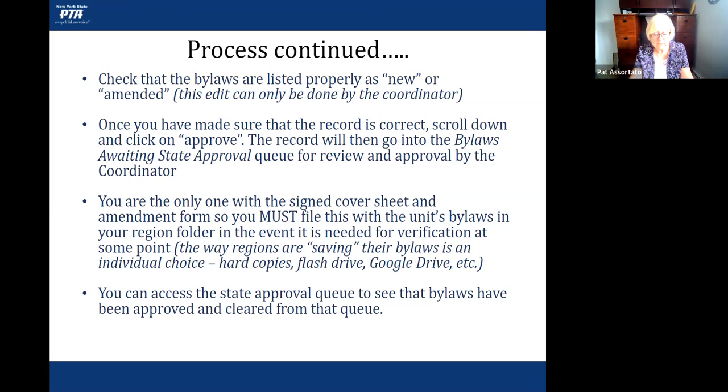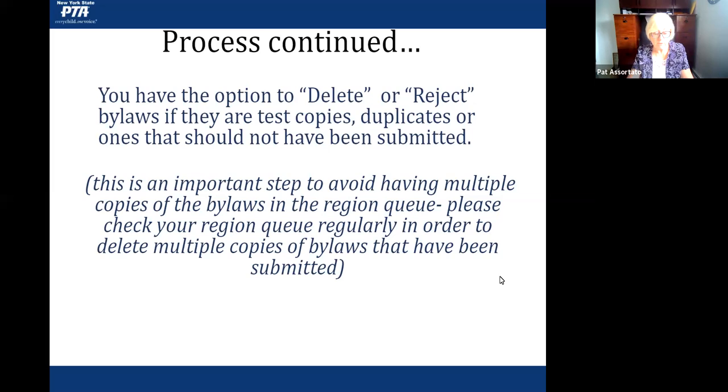You can always access the state approval queue to see the status of the bylaws that you have approved and to see if they have been approved and cleared from the state approval queue. You also have the option to delete or reject bylaws if they are test copies, duplicates, or ones that should not have been submitted. When there are multiple copies, sometimes the wrong ones get processed through. So be very careful with this. This is a very important step.